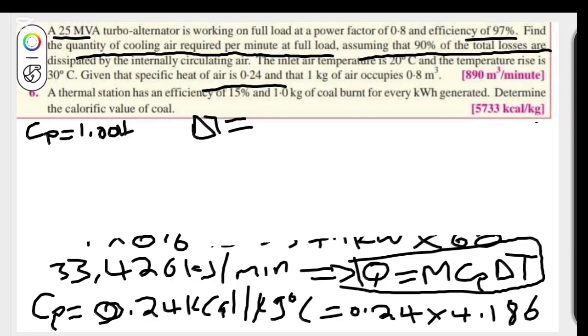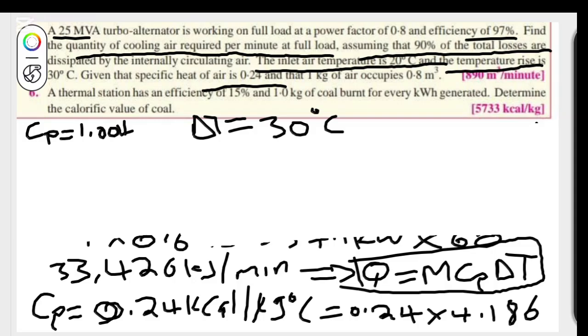It says the inlet air temperature is 20 and the temperature rise is 30 degrees. So I'm going to choose 30 degrees as my temperature rise. You have to take note of that.